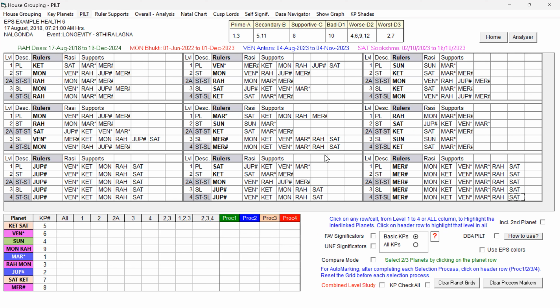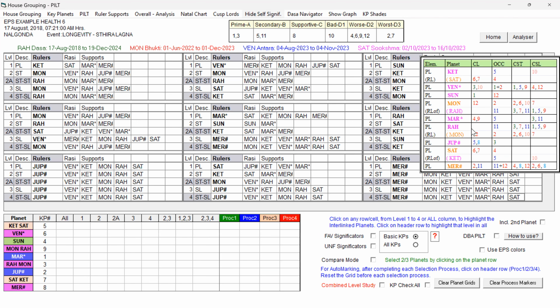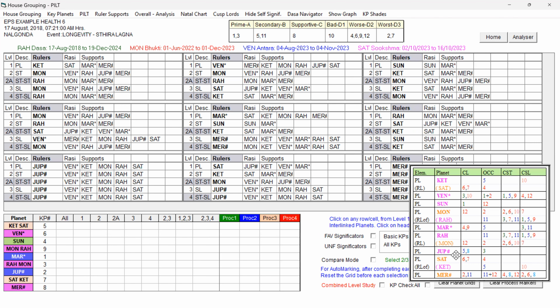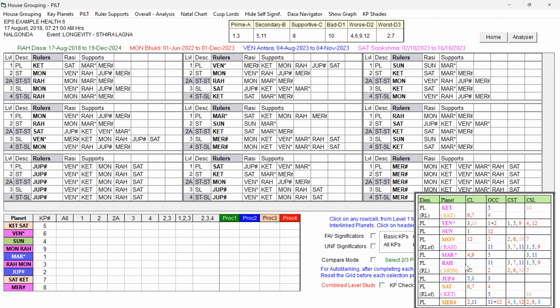These are the PILT tables, and let me open the self-significator table. It is always recommended to keep the self-significator tables open while we are studying EPS tables or the PILT table, because each planet's self-signification is important. You can see that the key planet states, as per the software, have been given at the back of the planet.